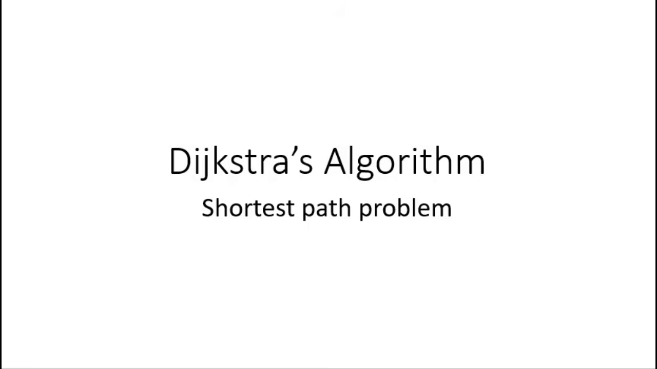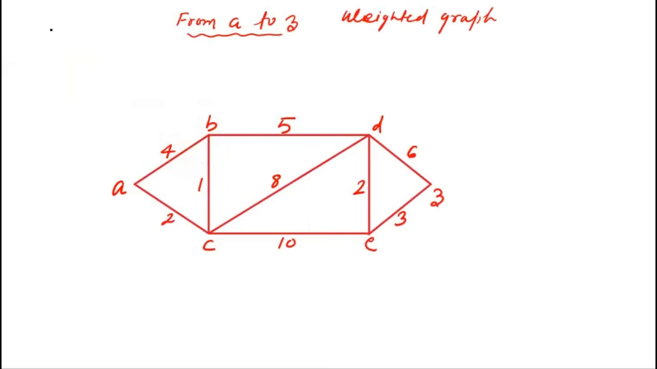So let's start. The first problem that I have taken here, we have to find the shortest path from the vertex A to the vertex Z. This kind of graph is known as a weighted graph because we have associated a weight with each of the edges of the graph. This weight may be anything, like distance, cost, time. Depending upon the nature of the problem, the weight may have a different context.